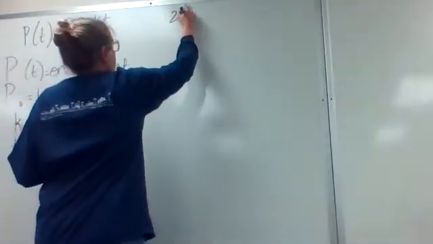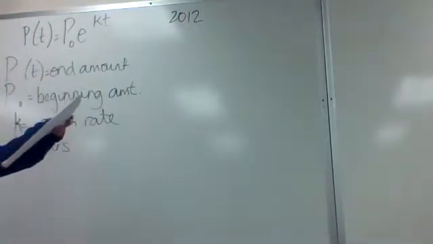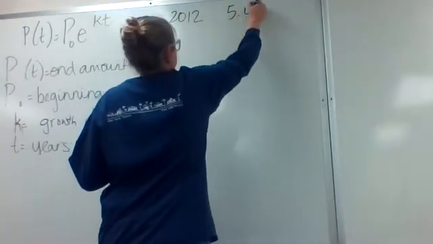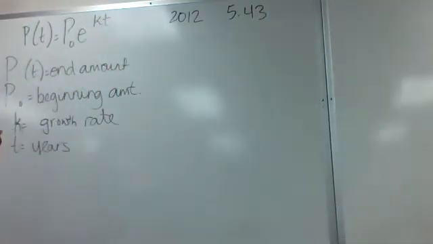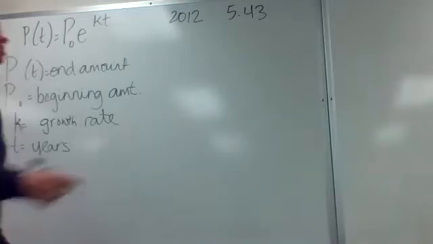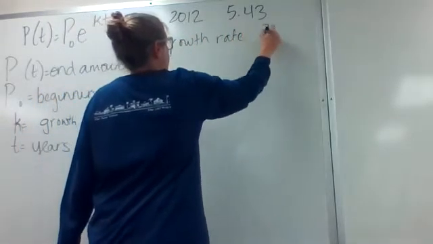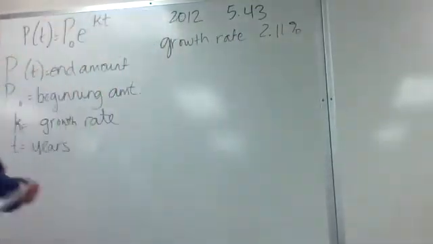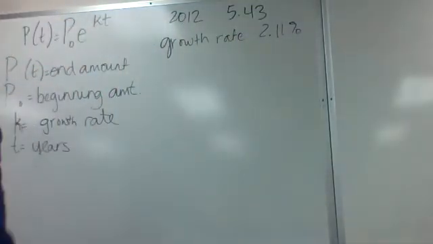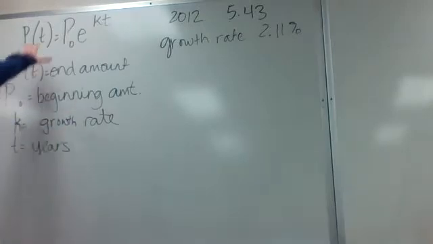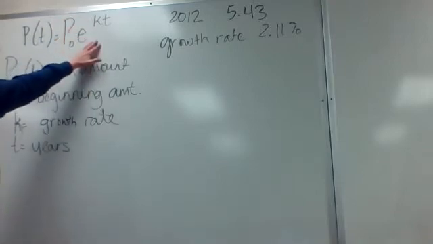Okay, so let's look at number 1. Number 1 says in 2012, the population of a city was 5.43 million. The exponential growth rate was 2.11% per year. Find the exponential growth function. So we're going to fill in everything we know in this function.